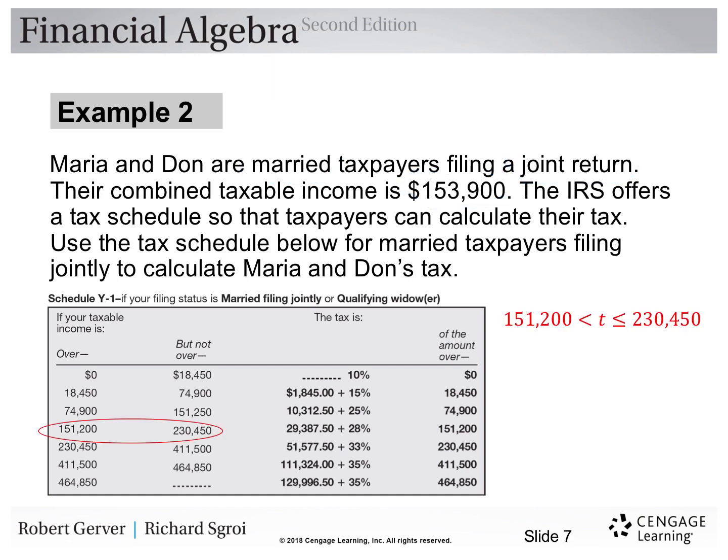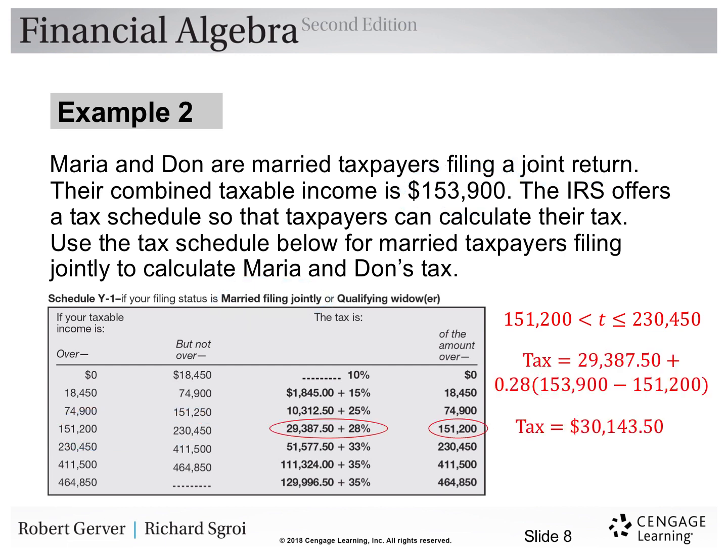The first thing I'm going to do is notice that they are filing a joint return, so this schedule is for married filing jointly. Notice that's right here. And their income is $153,900. Well, it's within this range right here, between $151,200 and $230,450. So that's the row that we're going to use.